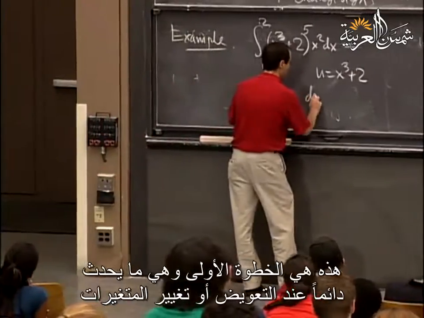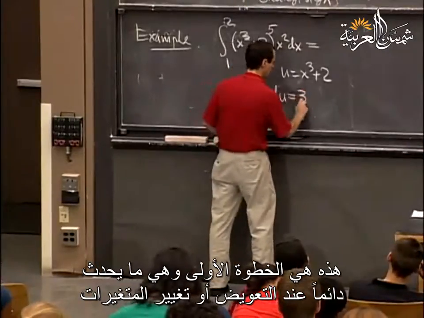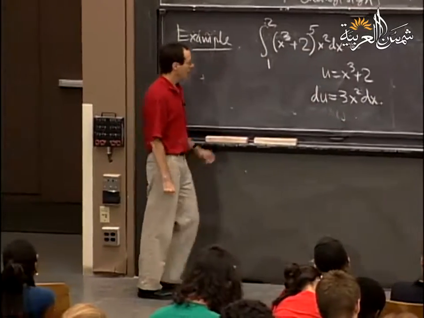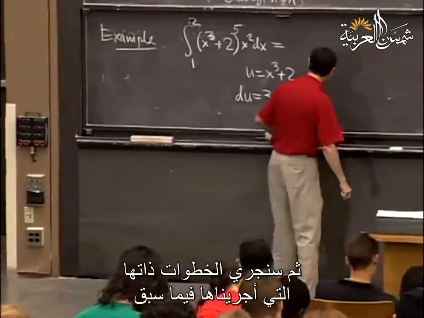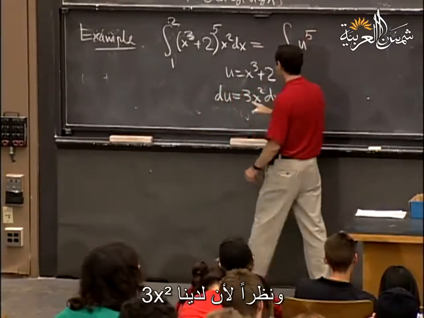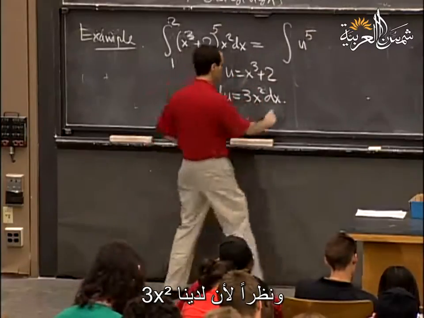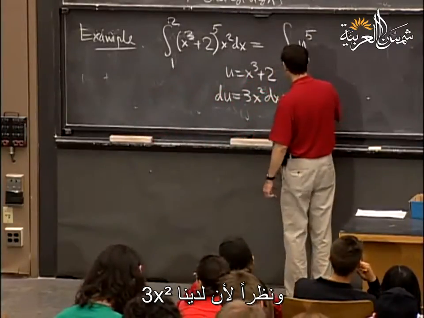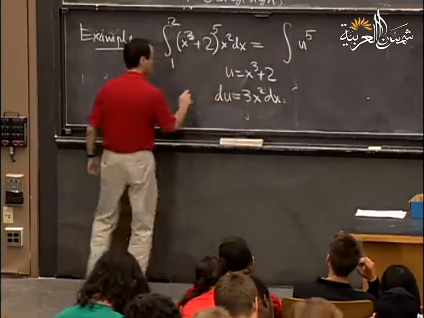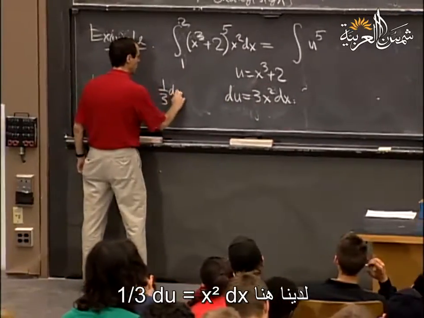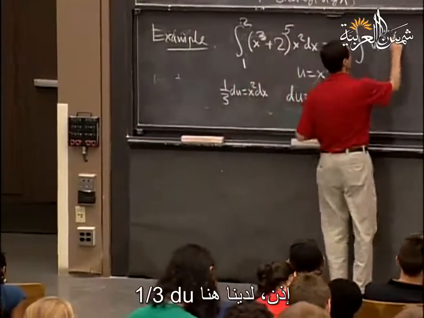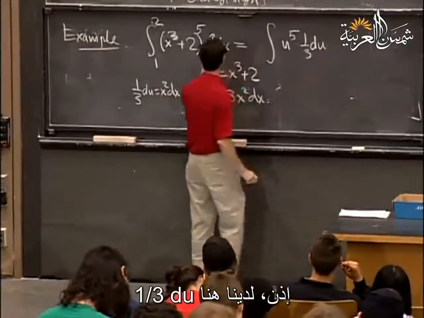The first step, as in any substitution or change of variables, is this. And so we can fill in the things that we would have done previously, which is that this is the integral, and this is u to the 5th power. And then, because this is 3x squared, we see that 1/3 du is equal to x squared dx. So that's what I'm going to plug in for this factor here. So here's 1/3 du, which replaces that.